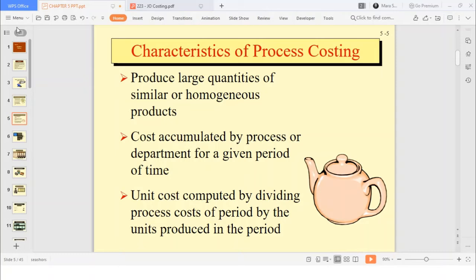And then usually companies or firms that make use of process costing are those companies who are manufacturing in bulk. Again, di ba, mas easier man ka mag-manufacture in bulk if you are dealing with homogeneous products. So, kana siya. And then, unit cost is computed by dividing the process cost of the period by the units produced in the period. So, right now is focus lang sa job order costing.